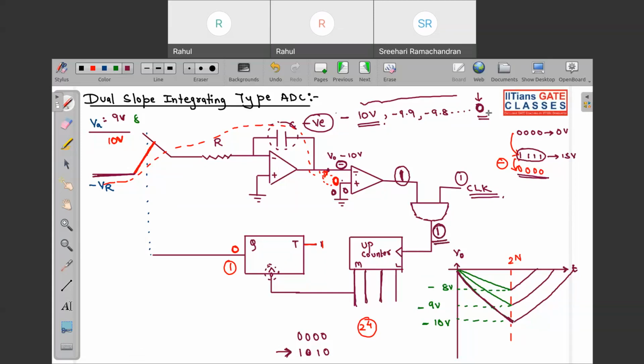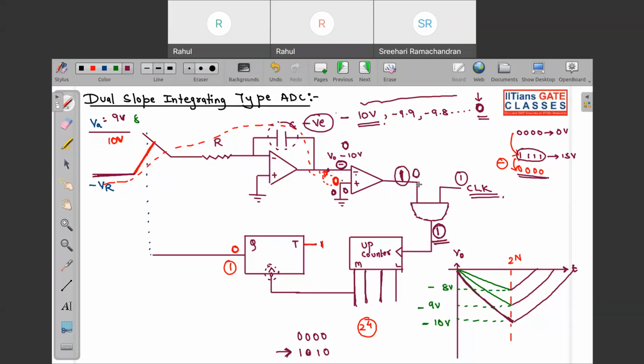So when will we get 0? When this capacitor has completely discharged. The moment we get 0, the inverting terminal and non-inverting terminal are at the same voltage, so the output of this comparator will be minus Vsat.